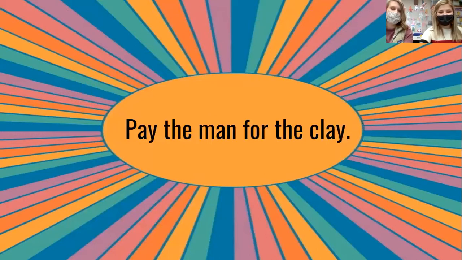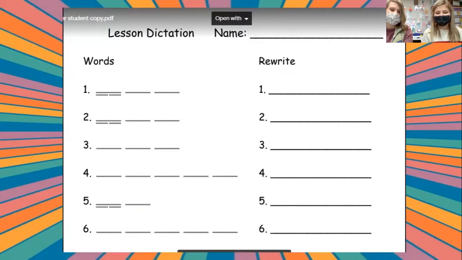The next thing you're going to see is your sentences at the bottom. We're going to skip number 1 and go all the way down to number 2. So which one are we going to do, Miss Thompson? Number 2. Very good. So our sentence for number 2 is pay the man for the clay. Let's say that sentence together. Pay the man for the clay. Let's pound this sentence. Pay the man for the clay.